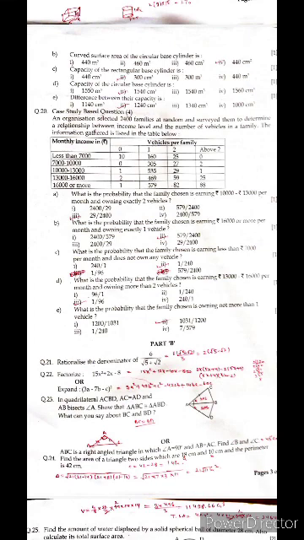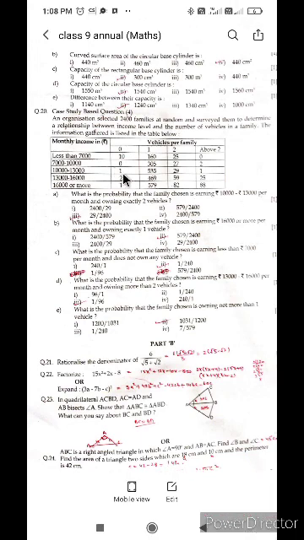Probability question. What is the probability that the family chosen is earning 10,000 to 13,000 per month owing 2 vehicles? That is 29, so it will be 29 upon the total families, which is given as 2400. So 29 upon 2400 is the correct answer. Second asks 16,000 or more owing 1 vehicle, which is 579. So it will be 579 upon 2400.